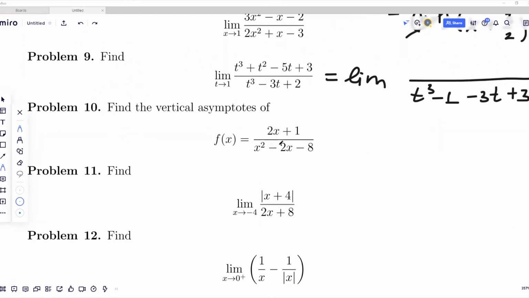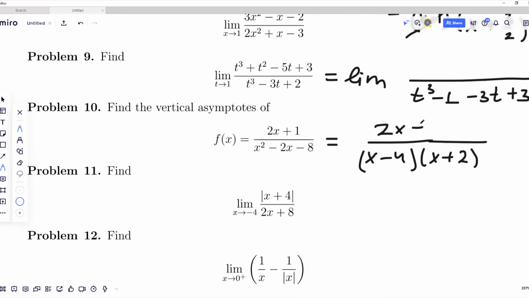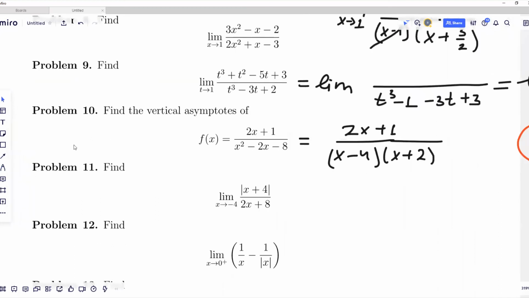Okay, next problem. Find the vertical asymptotes. Let's expand our numerator. The sum of roots is 2, product is -8, so the roots are 4 and -2. The terms that appear here in the denominator are going to be our vertical asymptotes. So we have vertical asymptotes at 4 and -2. Okay, next problem.